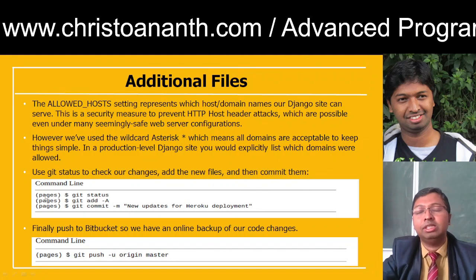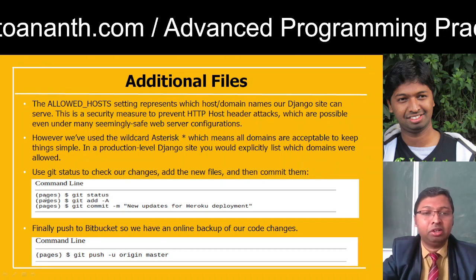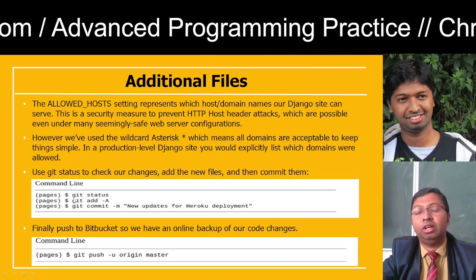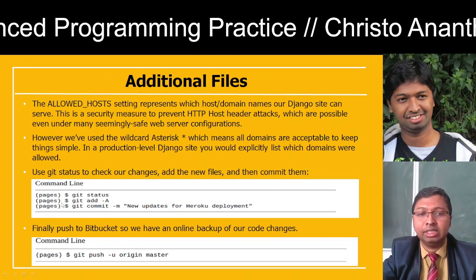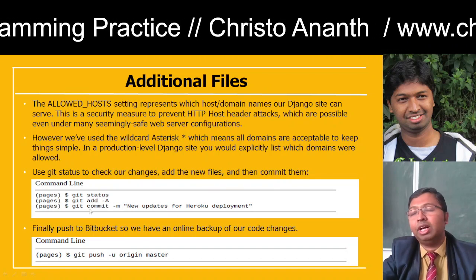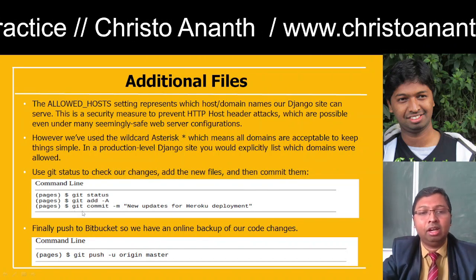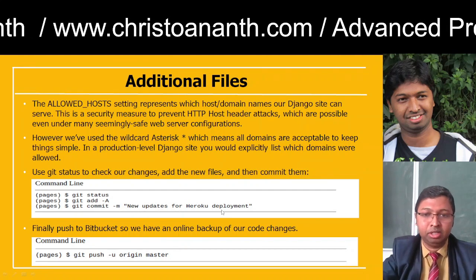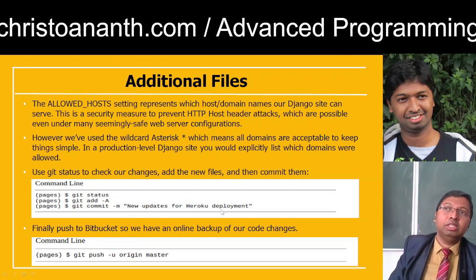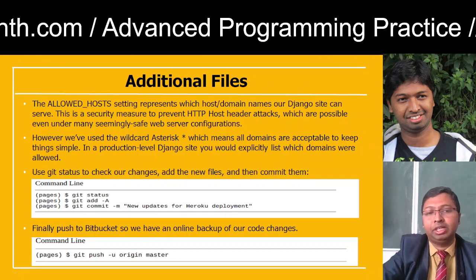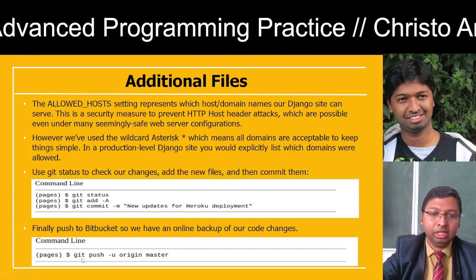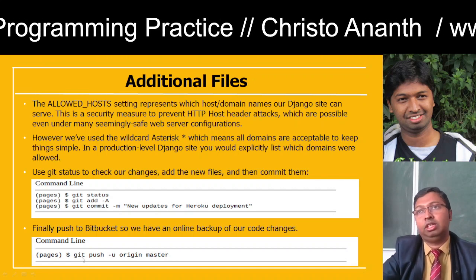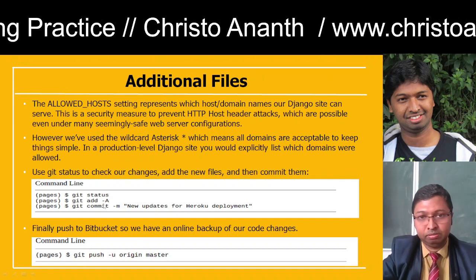For Git as well as Bitbucket, you run $ git status, then $ git add -A, and then $ git commit -m "new updates for Heroku deployment". After doing this, you push it to Bitbucket with $ git push -u origin master.